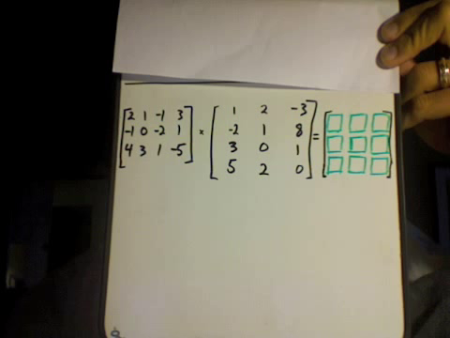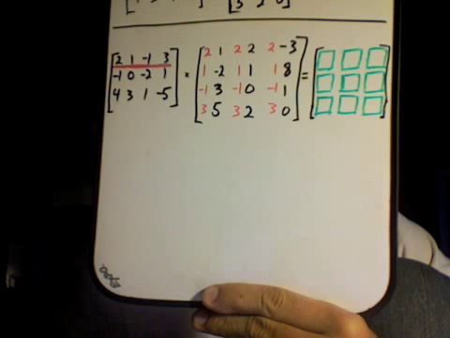Okay, so first we're going to start by focusing on the top row of the first matrix, and we're going to rewrite that next to each column of the second matrix. Here's what that looks like. Right, so I've underlined the top row, 2, 1, negative 1, 3, and I've rewritten it downwards next to each column of the second matrix.